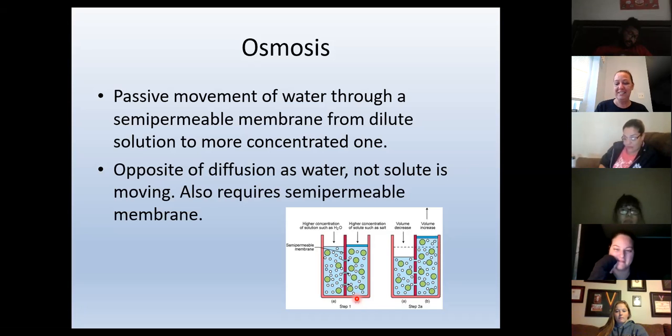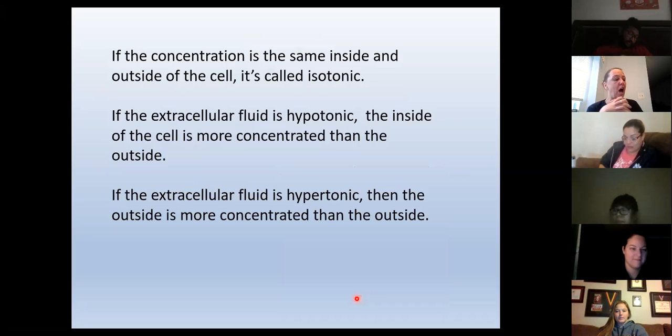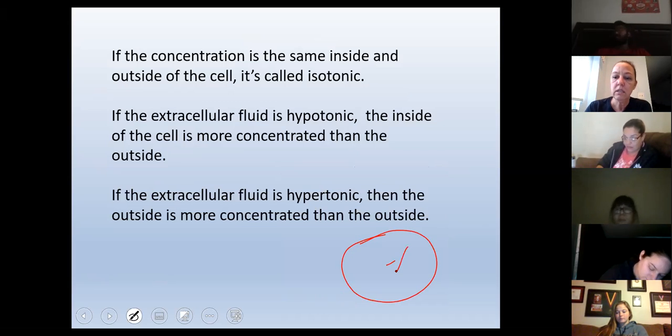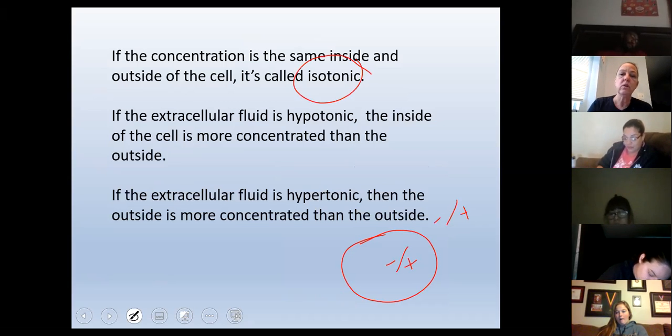All right. So I have my cell. If the concentration is the same on the inside and the same on the outside, we say that it is isotonic. Guys, this is just med term.